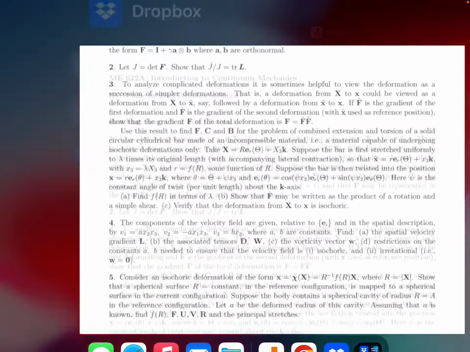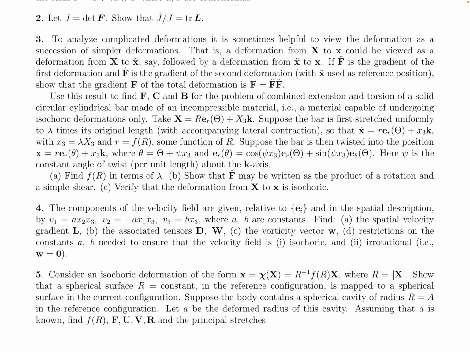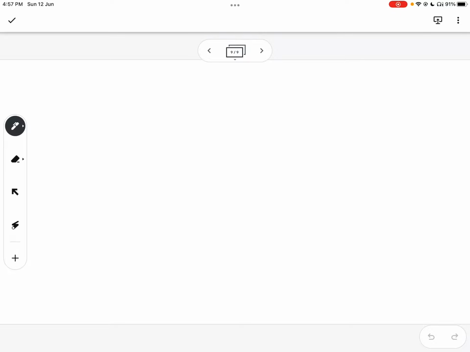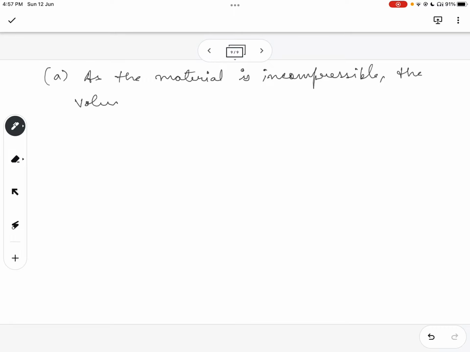Let's look at the other parts of the question. So find f(r) in terms of lambda. The first question A is find f(r) in terms of lambda. So we know that the material is incompressible. Let's do it part-wise. As the material is incompressible, the volume remains constant upon any deformation.